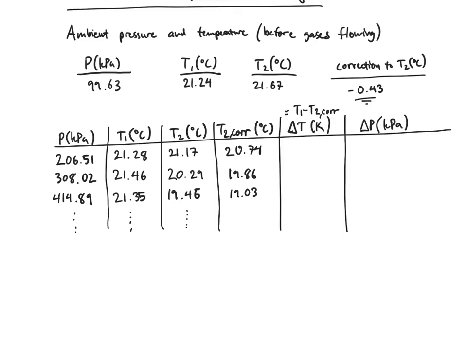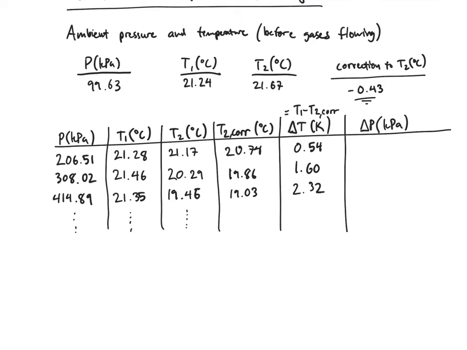normally we'd just have to roll with it, but since we care only about the slope of a regression plot that we're about to make, we don't care about the actual quadrant that the data is in, so it's okay to flip the signs of both delta T and delta P. So our first delta T is 0.54. That's our T1 minus T2 corrected. Then 1.60 for that one, and 2.32 for that one.